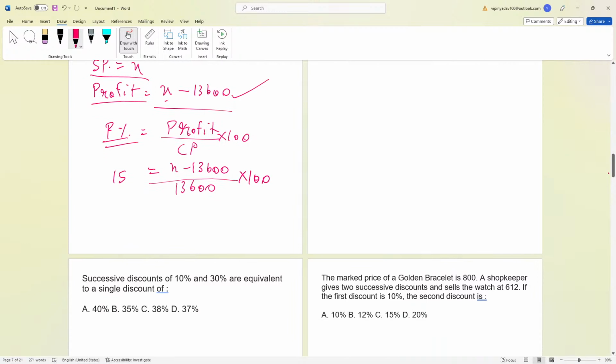So now, if we try to solve this part over here, I take this number 15 times this 136 on the other side. 15 times 136, the zeros you can directly cancel now. So on the other side it will be x minus 13600, like this we will be getting. What will I be getting over here?